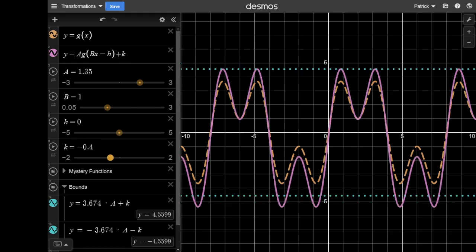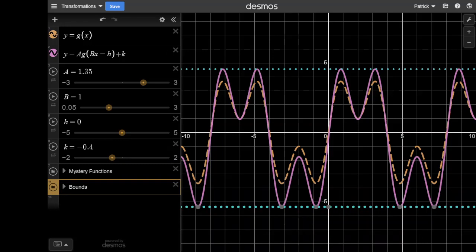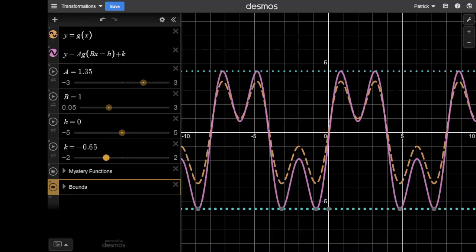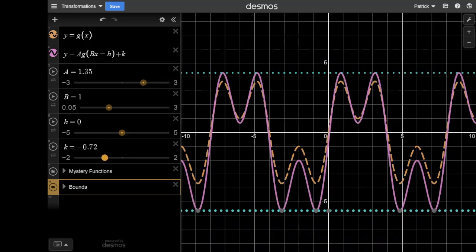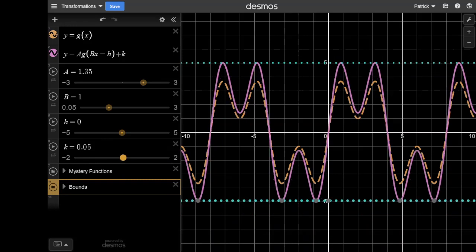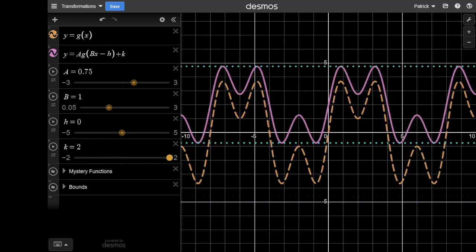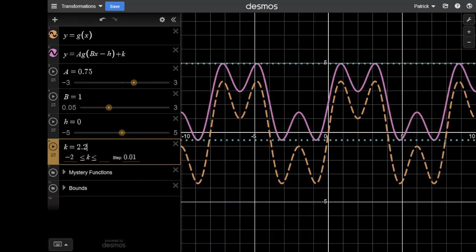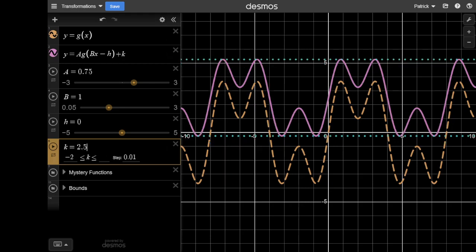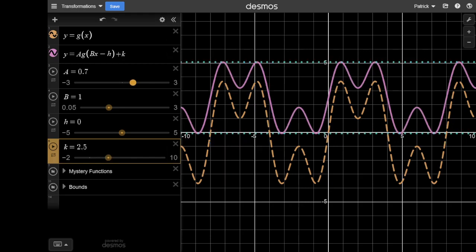I have a wrong thing happening here. There we go, quick debug. If we change the value of k, it will cause those two bounds to slide in tandem. And so if we want to do something like say, we want this function to be transformed to have a range between 0 and 5, we can play around with h and k together and get something that more or less works, right?